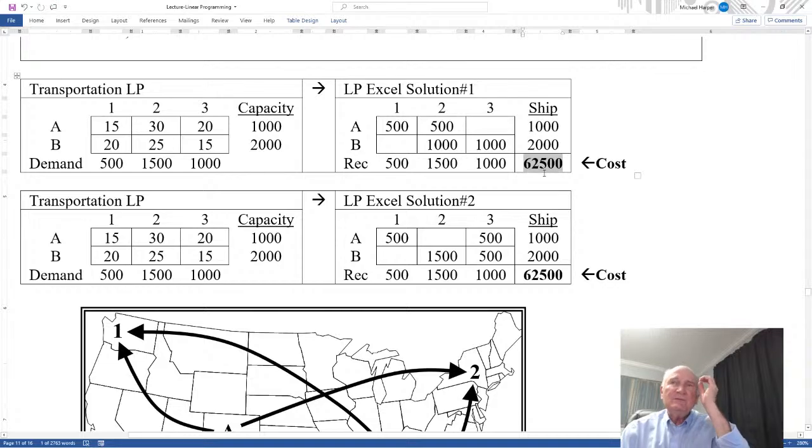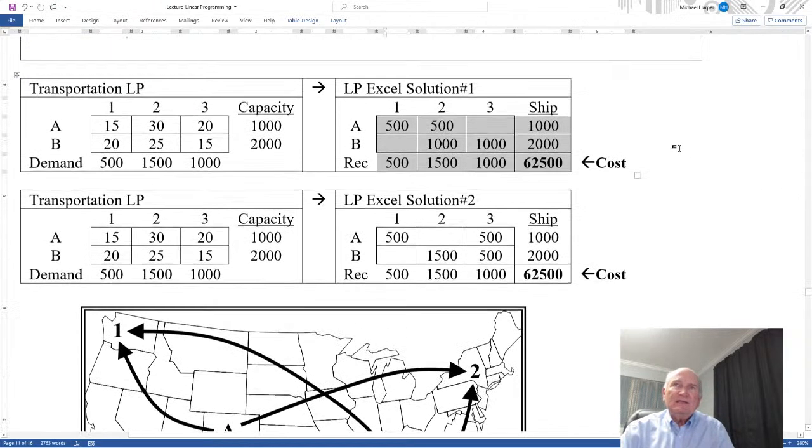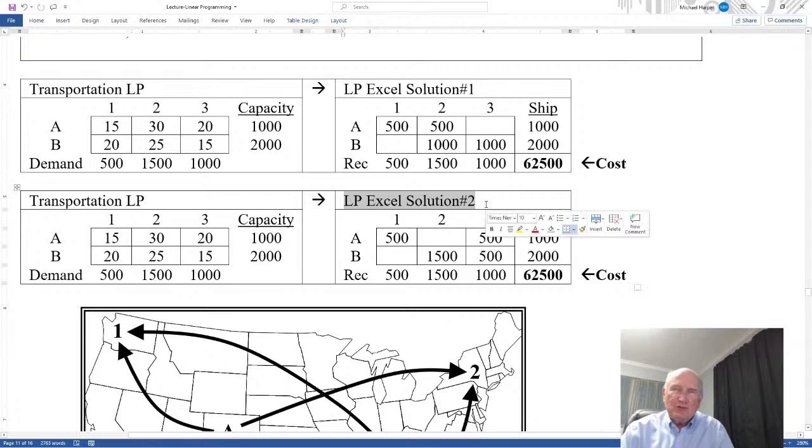So the minimum shipping cost with this shipping schedule is $62.5K. Okay, good, we've solved it. But notice below here, Excel solution number 2. This shipping schedule is not the same as this shipping schedule. This solution is not the same as this solution.